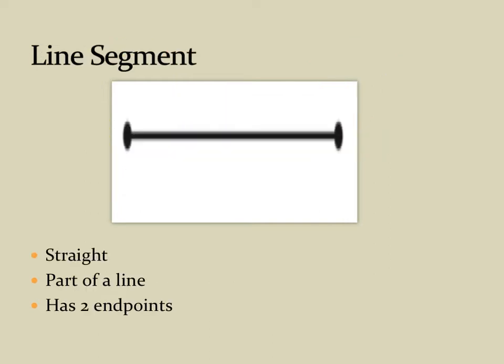A line segment is part of a line. It's straight, and it also has two endpoints. See where our line segment stops? Again, at the endpoints.